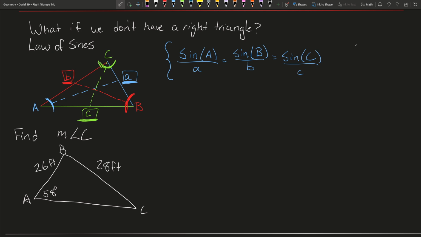All right, we're gonna get started. Really, today is all about reviewing what we did last class, which is the law of sines.